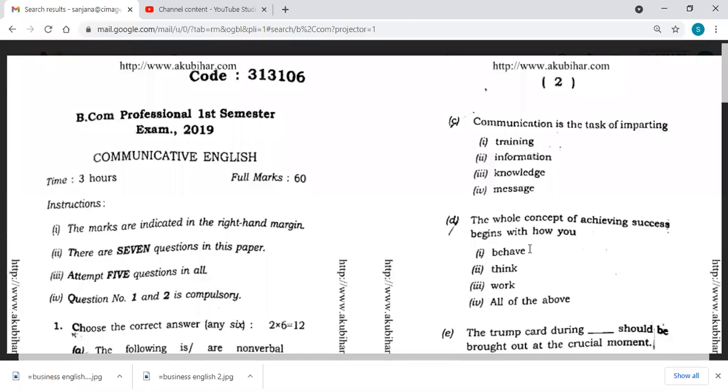So success also depends on your behavior. This is interpersonal communication. Second is thinking. Of course, success depends on your intrapersonal communication.